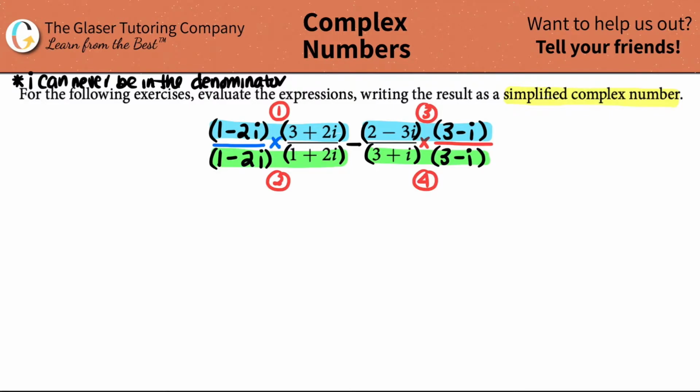So let's start all the way over here. Number 1. I'm going to do this multiplication. So this is going to be 1 minus 2i all times 3 plus 2i.